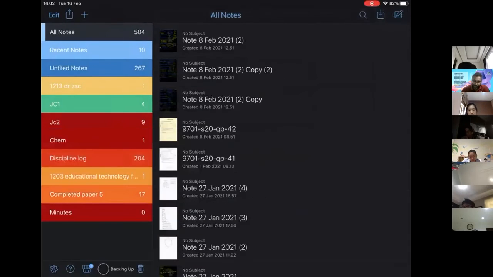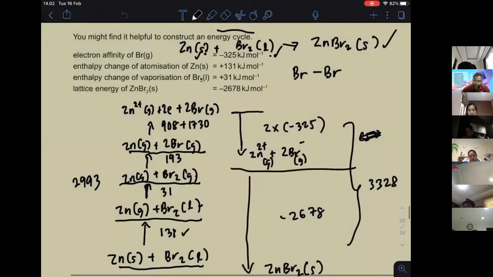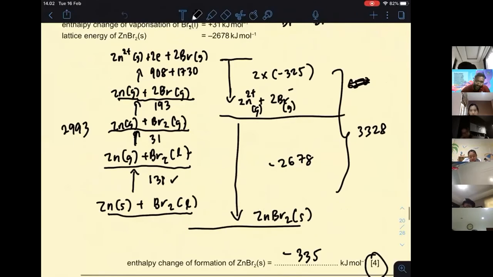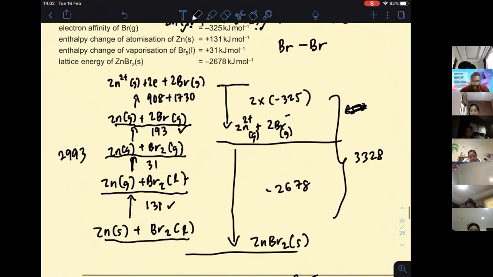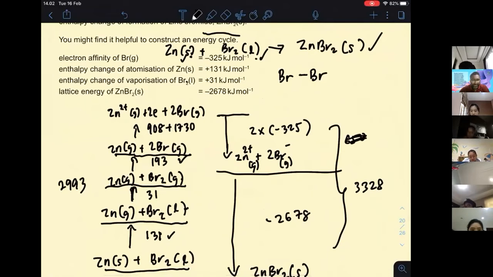Once you have that, we just continue. Just put the 193 there. Do I need to times by 2? The answer is no, because when you break Br and Br, you are going to get 2 Br. So 193 is enough. No need to times 2.